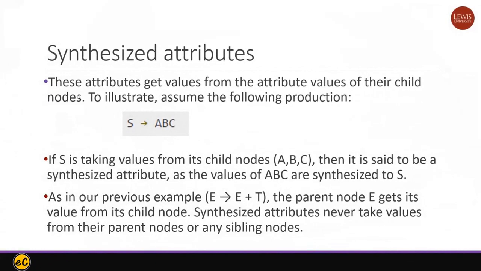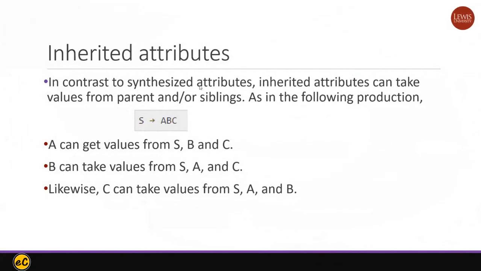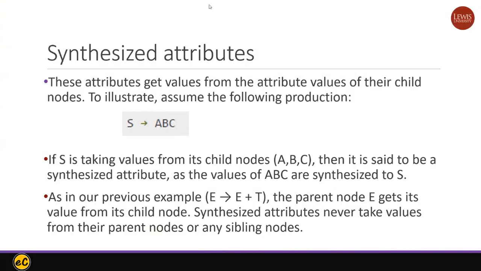Anyway, the attributes get a value from its child, something like this. So the value of the sum is coming from A, B, C. So this one is a synthesized attribute. A synthesized attribute is also called an S attribute.